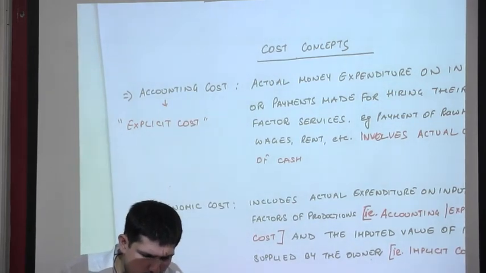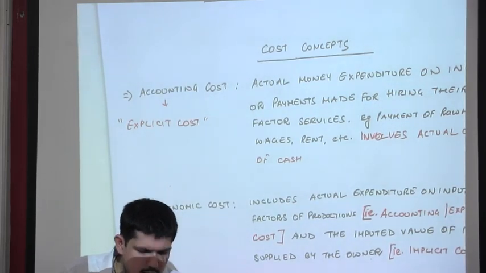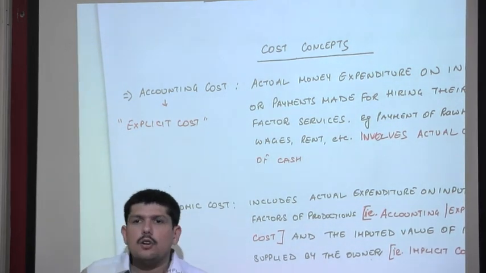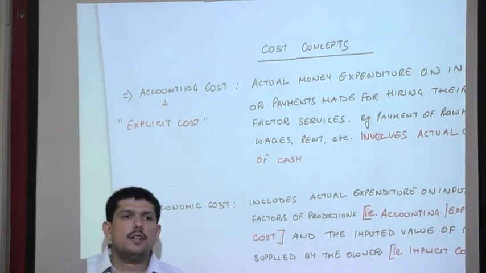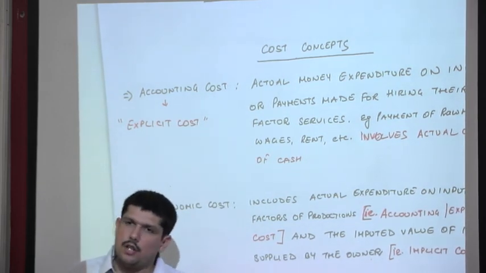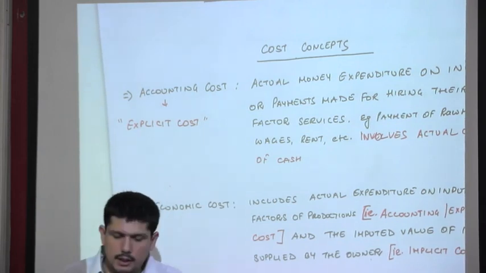Theek hai? Then, let's say there are some other forms of cost which have been discussed. Second category which they have discussed is outlay cost and opportunity cost. So what do you mean by outlay cost? Outlay cost is the actual expenditure in terms of money which you are making. What is opportunity cost?